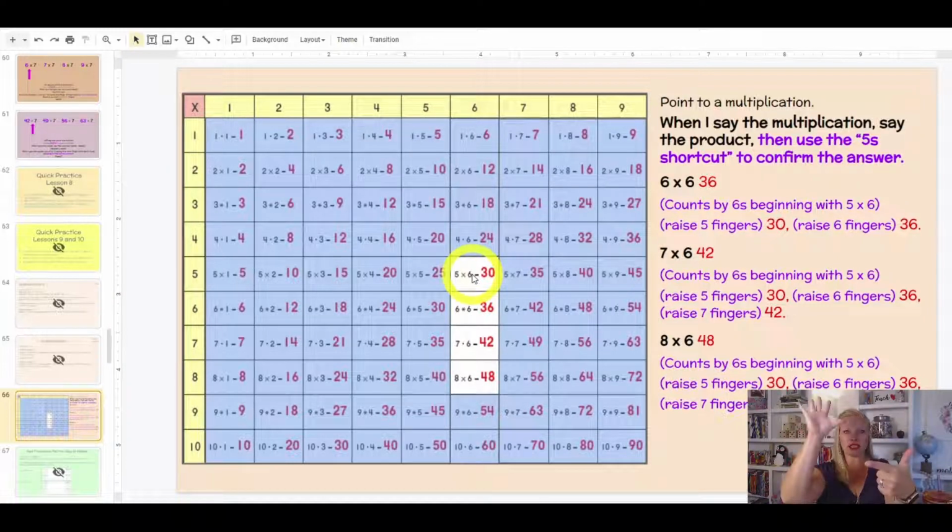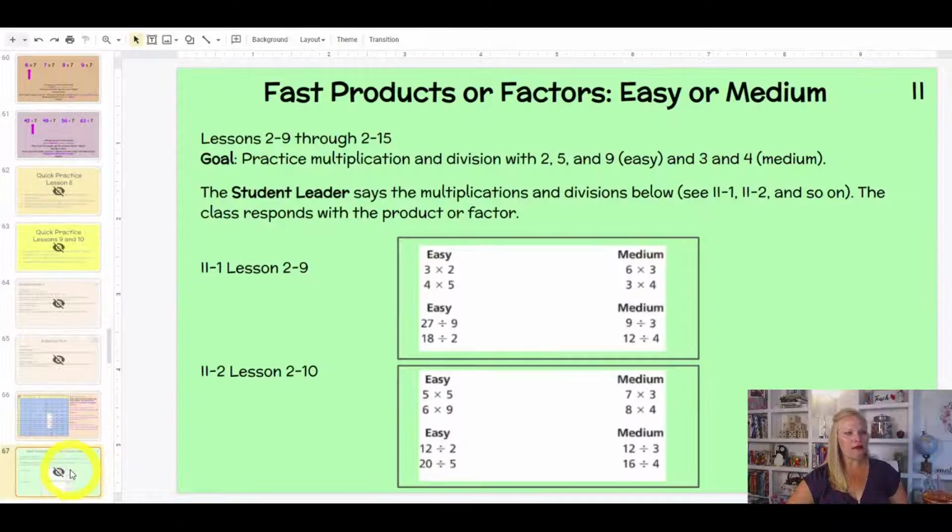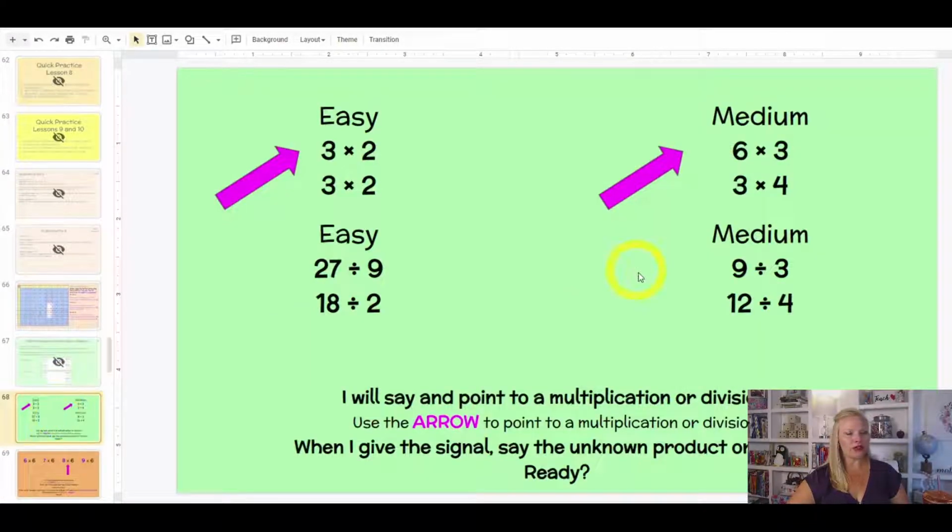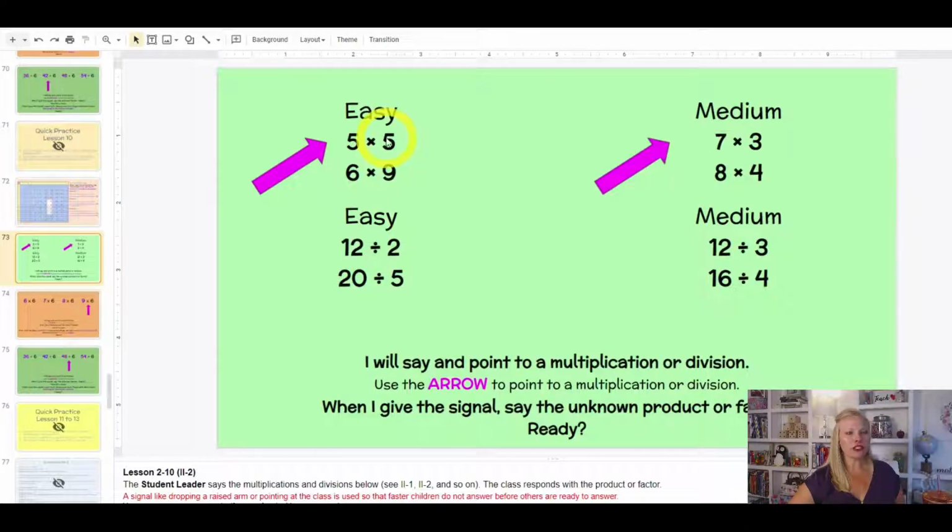7 groups of 6, 30, 36, 42. So I think I did it opposite when I first showed you 5 times 6. Now we're going to go into easy, medium, and let's dive here. This is just rehearsal now.